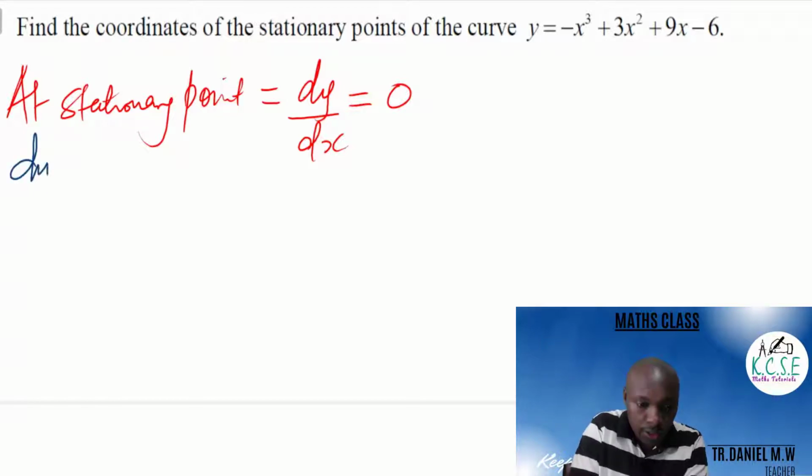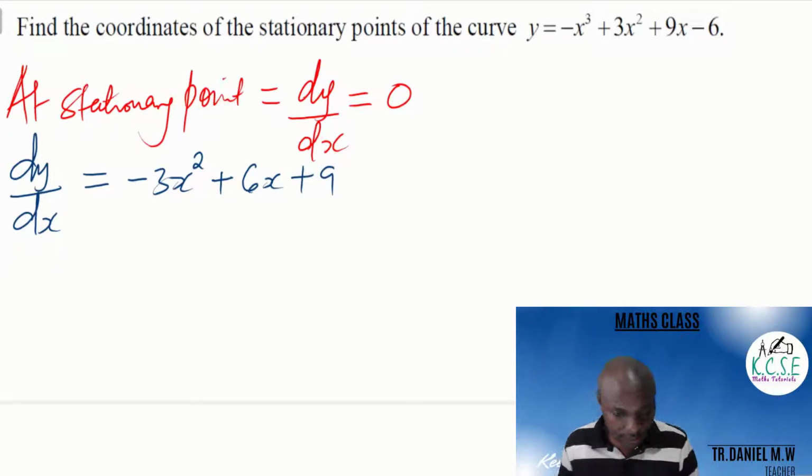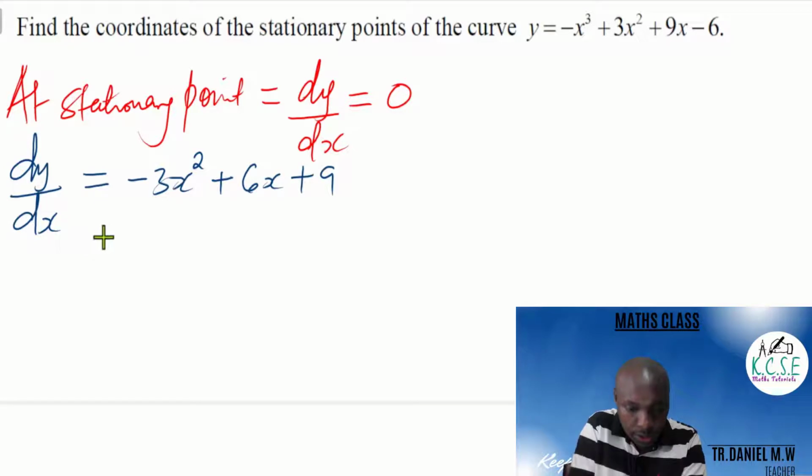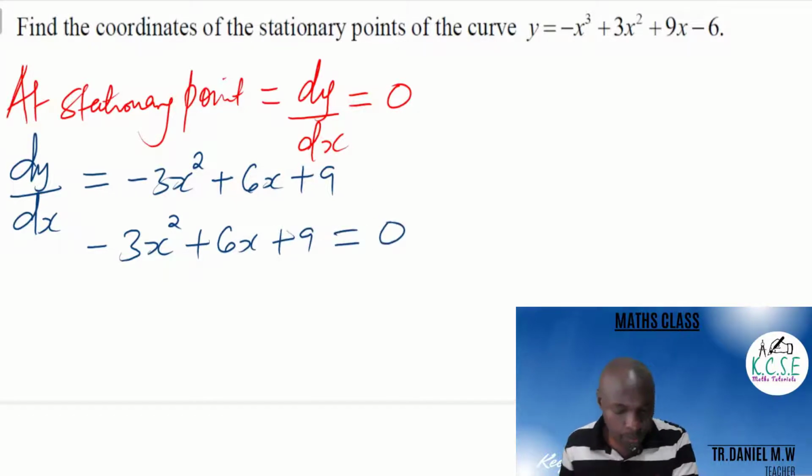So the derivative with respect to x will be given by negative 3x squared plus 6x plus 9. So that is the derivative function. We said at a stationary point, this should be equated to 0. So this negative 3x squared plus 6x plus 9 should be equal to 0.